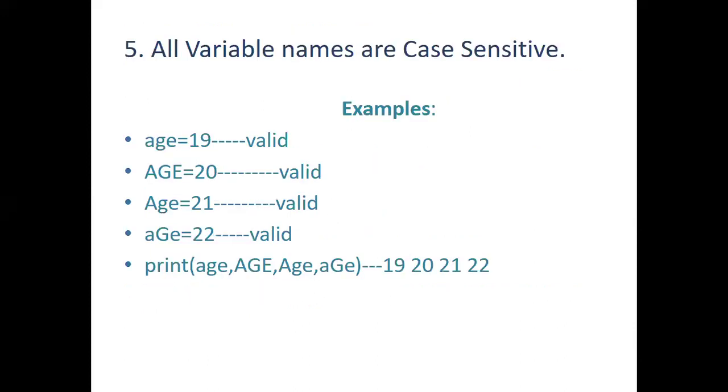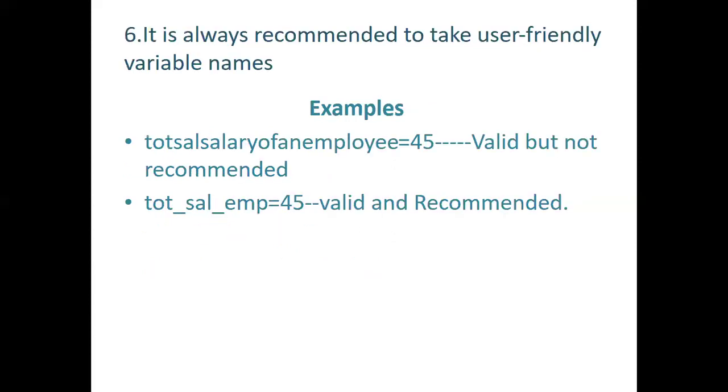All variable names are case sensitive. age is equal to 9 is valid. Age, if we write it with a capital, is also valid. AGE21 is valid, and if we write it like this, it is also valid. So all the variables are case sensitive.